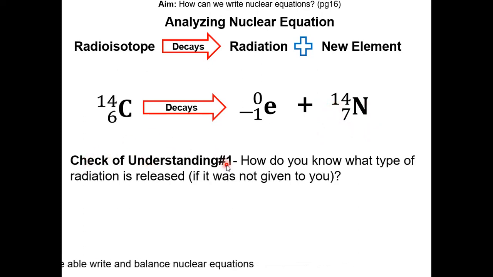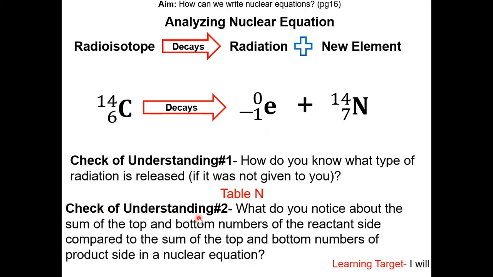Check of understanding number 1. How do you know what type of radiation is released if it's not given to you? So here they give us the radiation that's released as the beta particle. But what if it's not given to you? You have to look it up on Table N in your reference table.